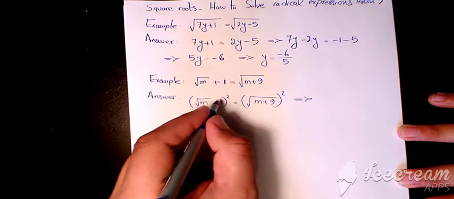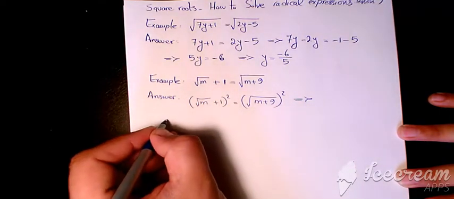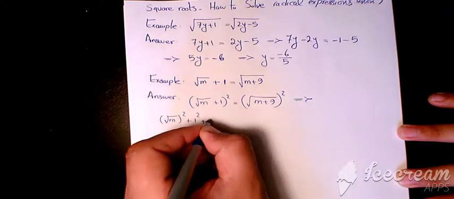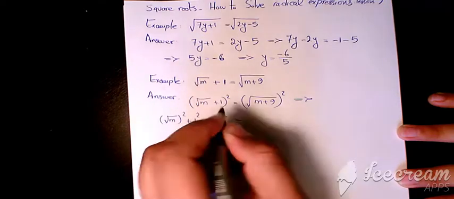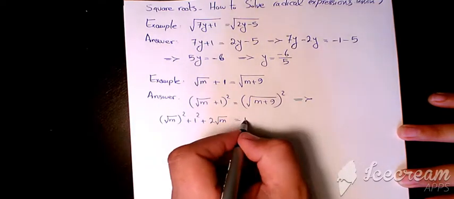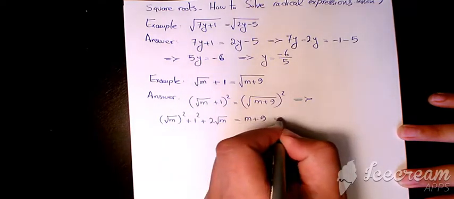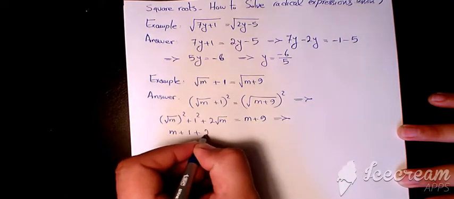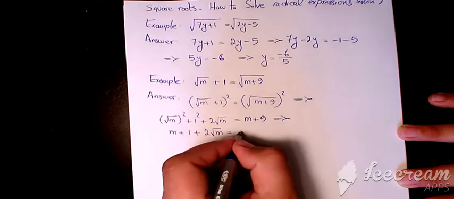Then it will be square root of m to the power of 2, plus 1 to the power of 2, plus 2 root m, equals, these 2 and the square root cancel out, it's going to be m plus 9. And then we have m plus 1 plus 2 root m equals m plus 9.